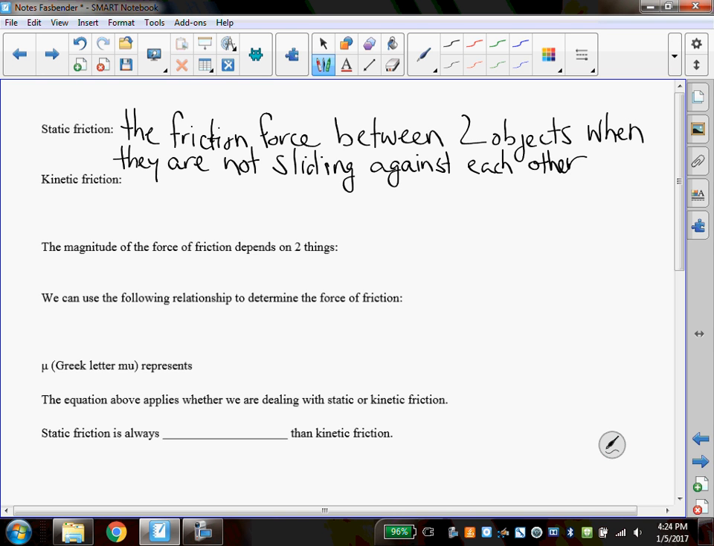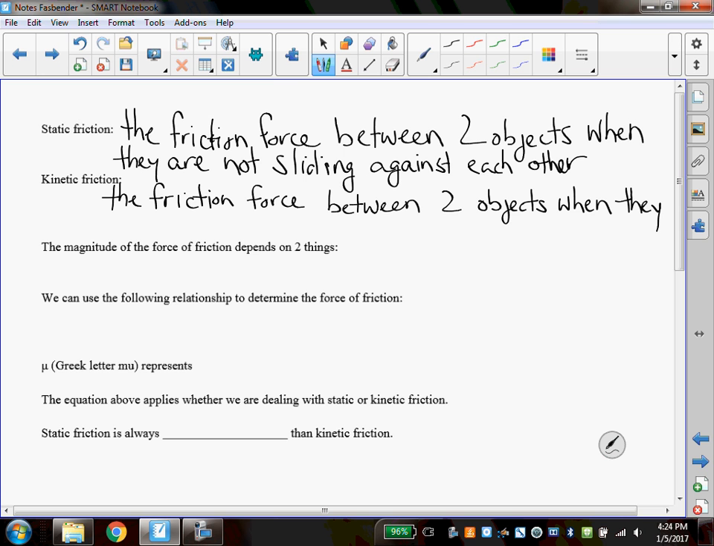And then there's kinetic friction. That is the friction force between two objects when they are sliding against each other.